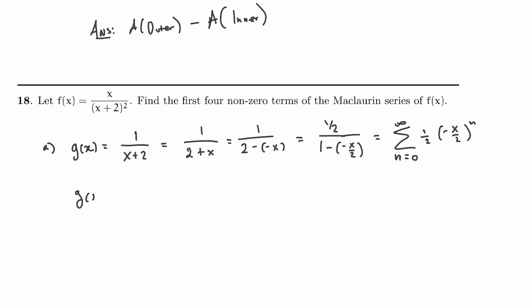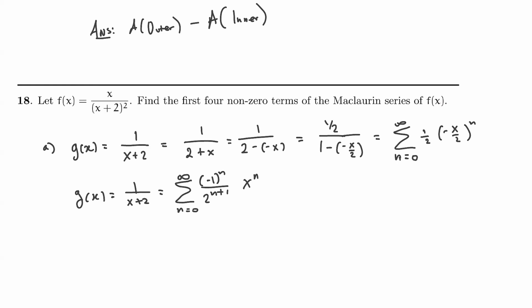So g of x, which is 1 over x plus 2, remember that, equals the sum from n equals 0 to infinity of negative 1 to the power of n divided by 2 to the power of n plus 1 times x to the power of n, like that. That's pretty much what the power series for g of x is.